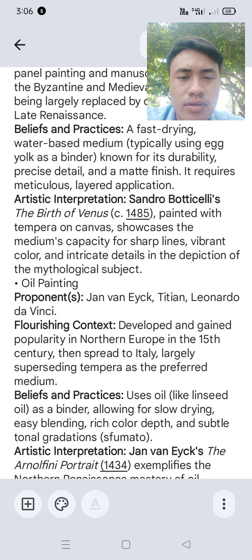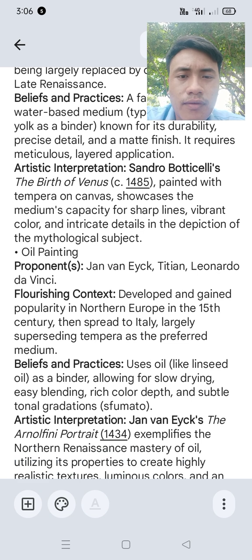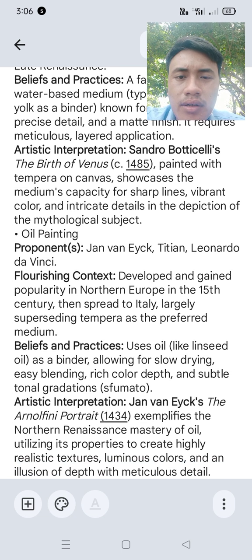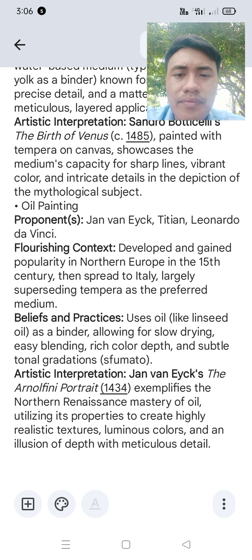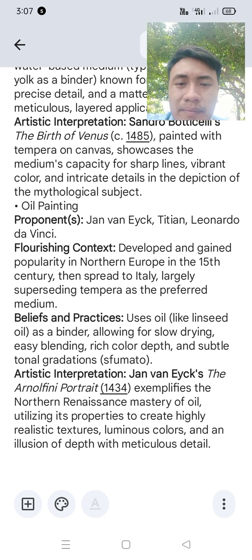Artistic interpretation: Sandro Botticelli's The Birth of Venus, 1485, painted with tempera on canvas, showcases the medium's capacity for sharp lines, vibrant color, and intricate details in the depiction of the mythological subject.